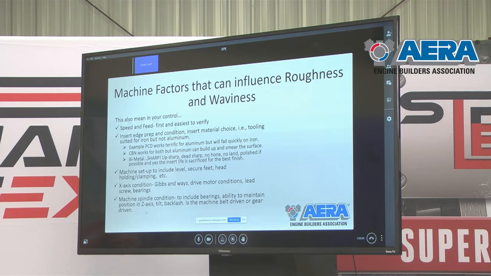Insert edge prep and condition. Insert material choice, tooling suited for iron but not aluminum. I see this topic pop up in some of those forums online all the time. PCD works terrific for aluminum. It'll fail quickly if you run it on iron. CBN works for both iron and aluminum, but can build up and smear on if you're using aluminum.